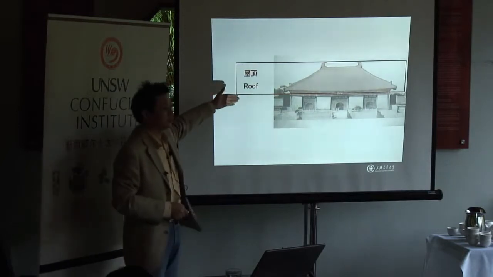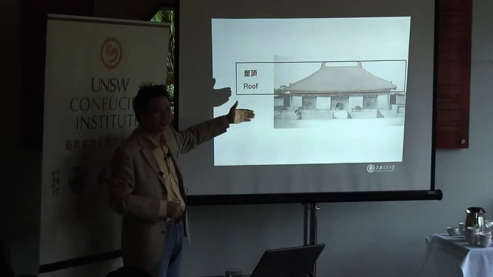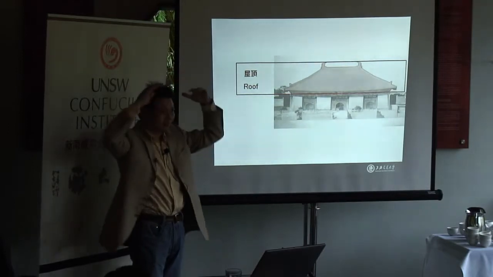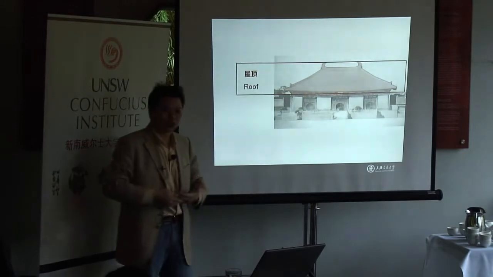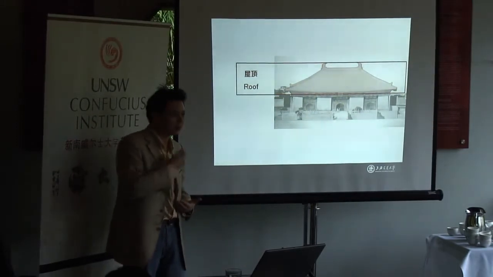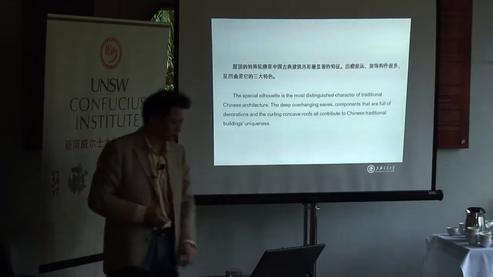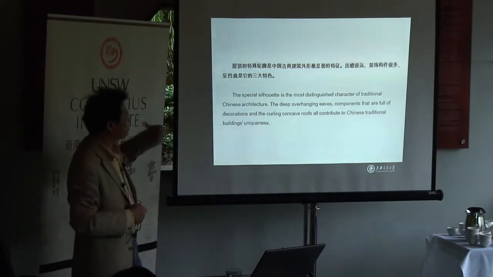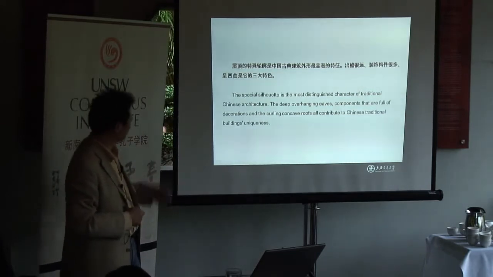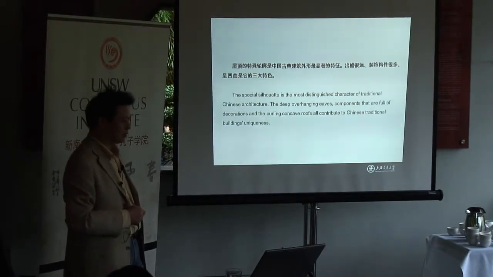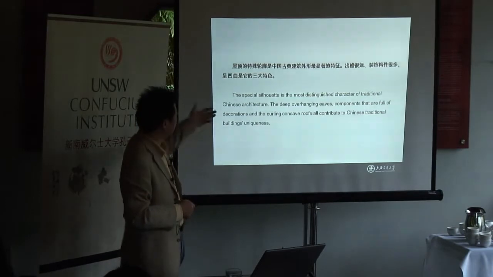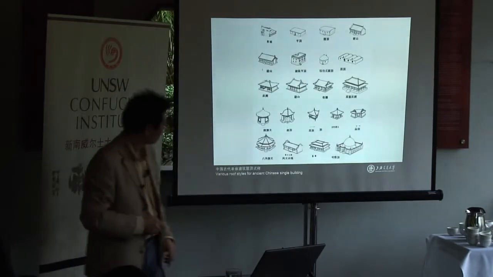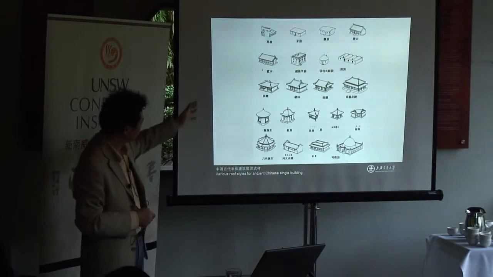So we talk about the roof. The roof in a Chinese house is very, very important. It's not only a covering on the house; it embodies the status of the owner of the house. The roof style is very important to Chinese buildings. Many architecture professors consider the roof a very important characteristic of Chinese architecture.